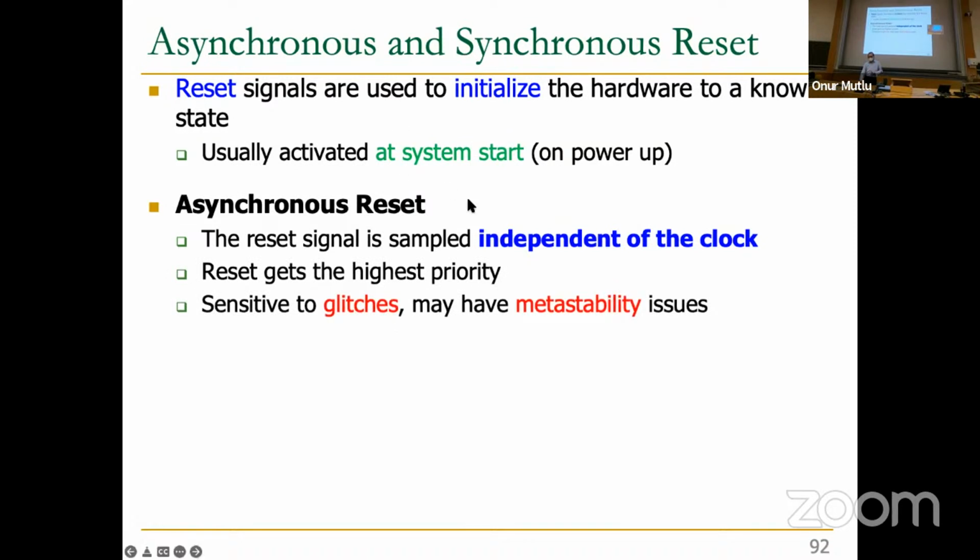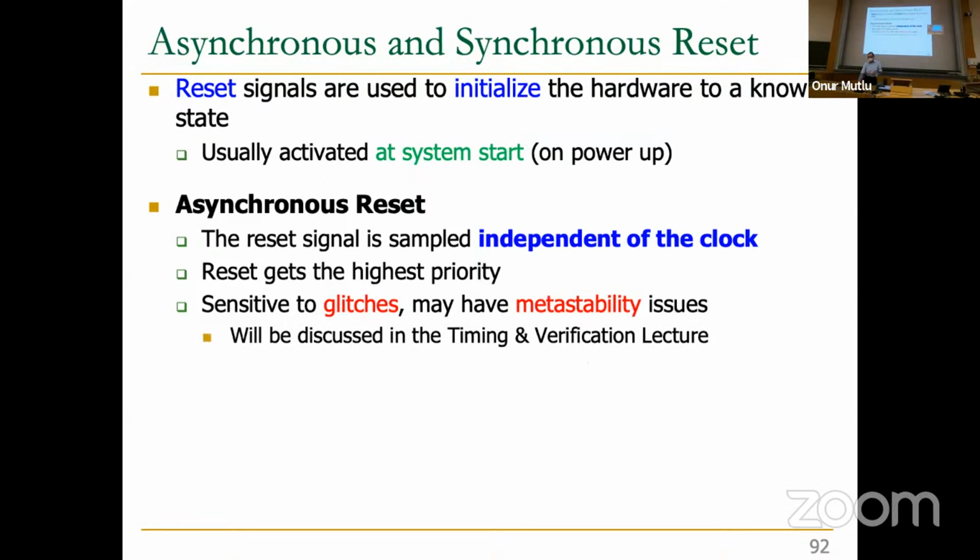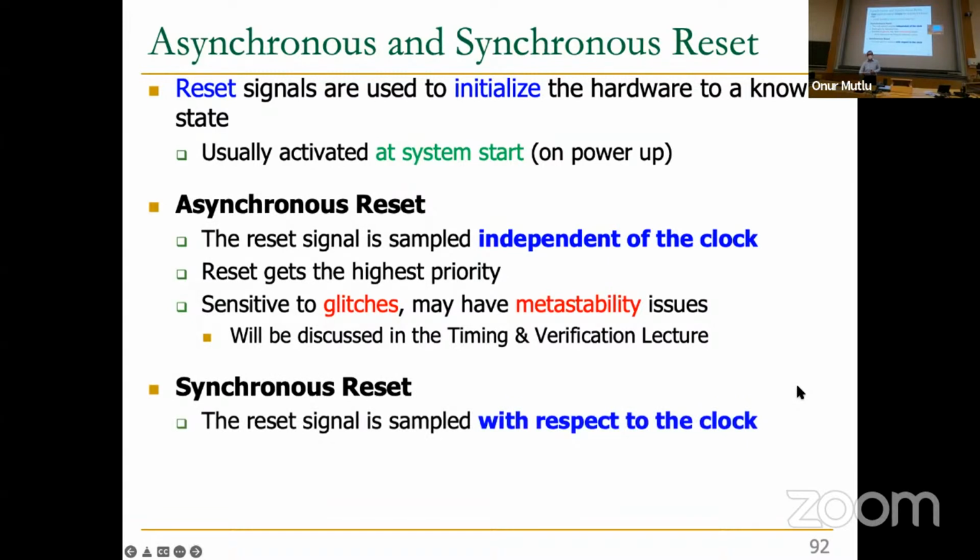This may be sensitive to glitches, may have metastability issues, as we will see a little bit in tomorrow's lecture. But asynchronous reset is also used in systems because it happens very infrequently, basically. So synchronous reset, on the other hand, is dependent on the clock.